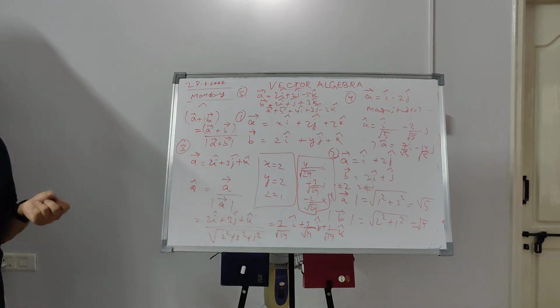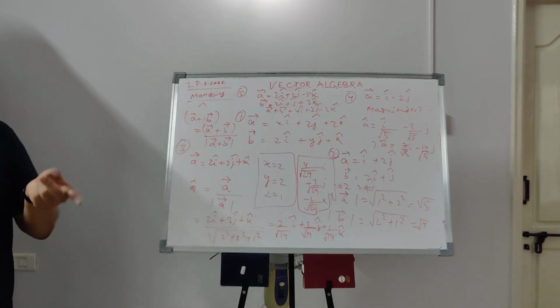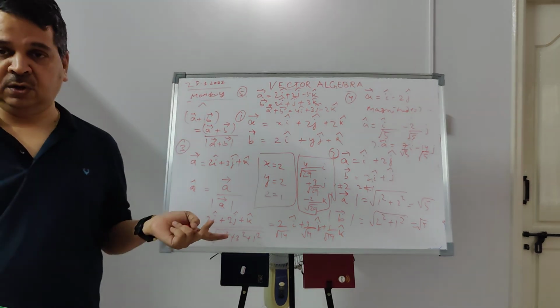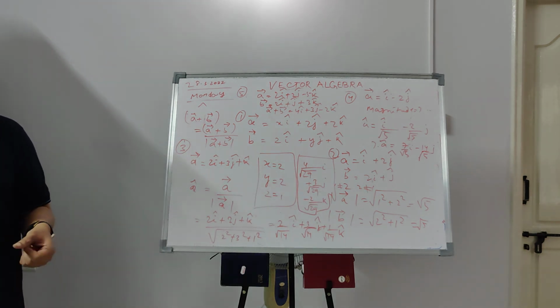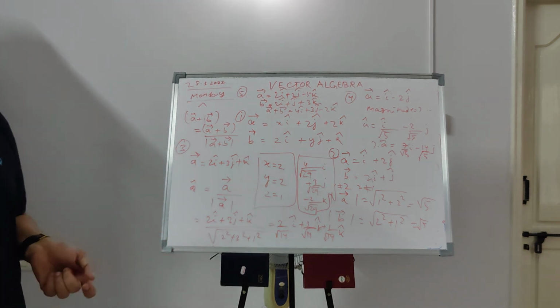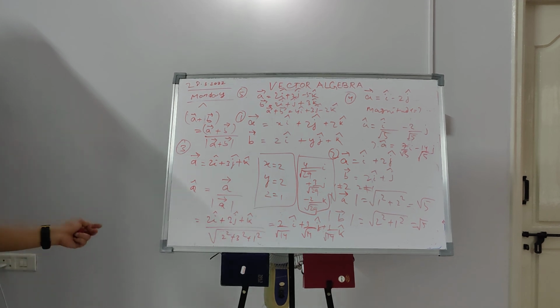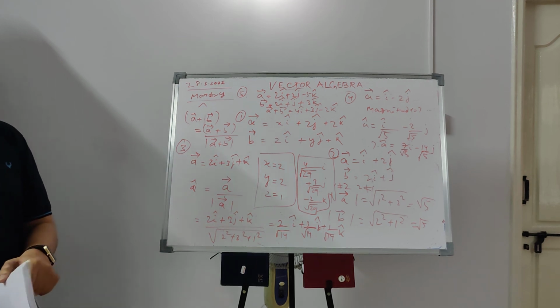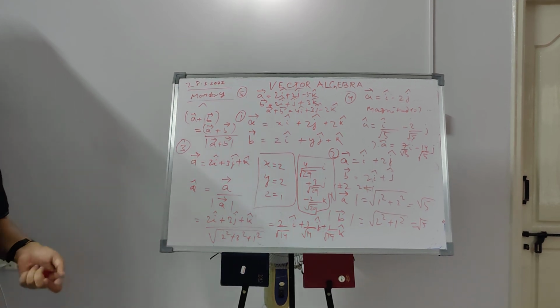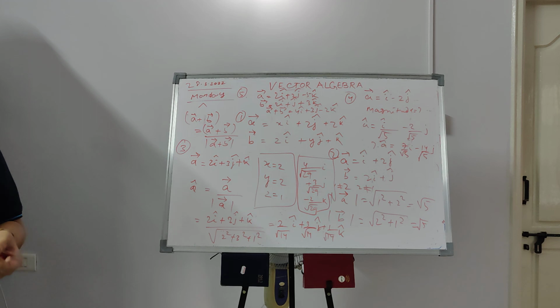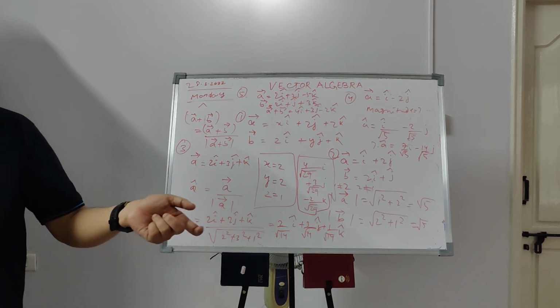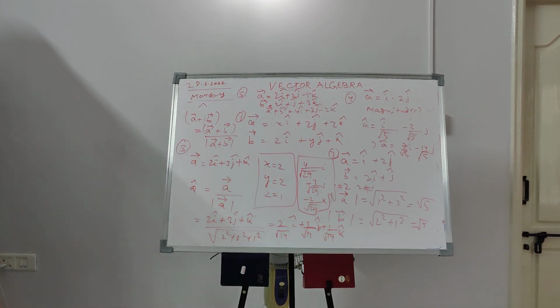When you multiply two vectors, one is called dot product, one is called cross product. What is dot product, what is cross product, that we'll cover in the next class. But we have covered a lot of concept today. You can practice at least 50-60 problems from your book, on unit vector and all that. Understanding unit vector is very much essential to understand dot product and cross product.